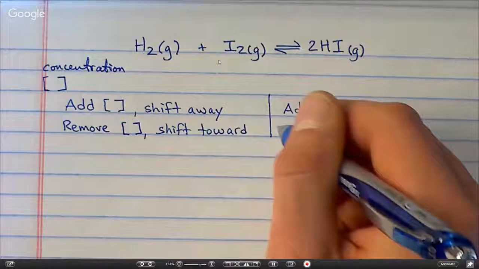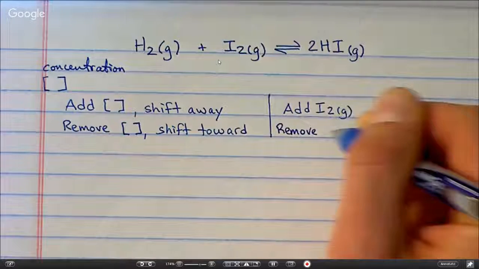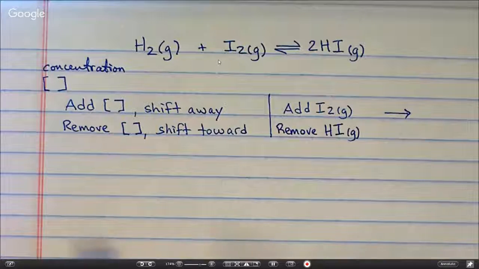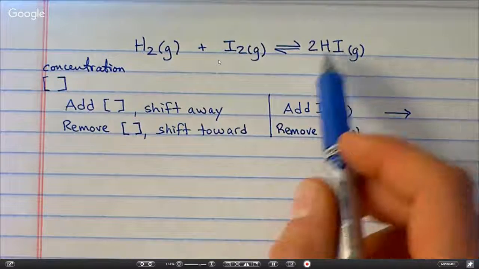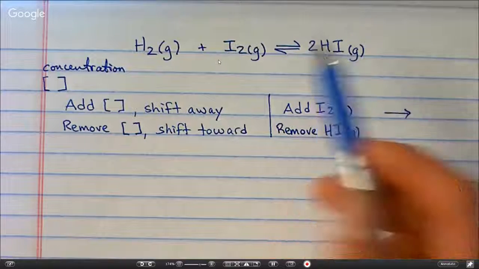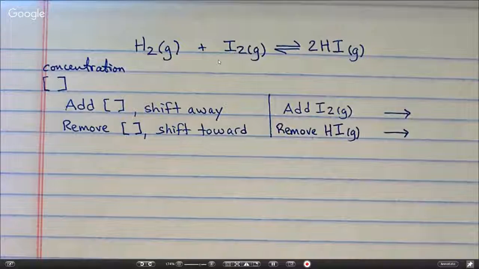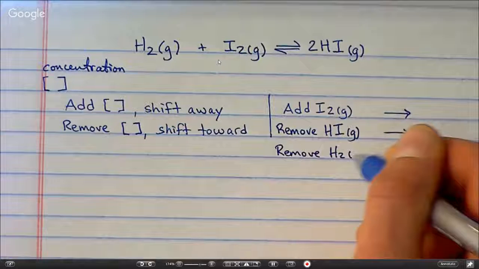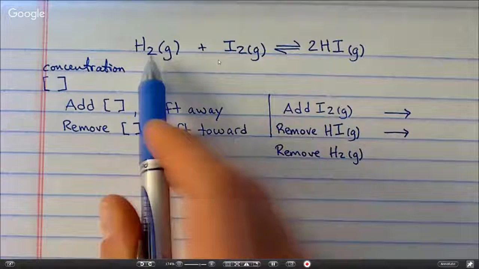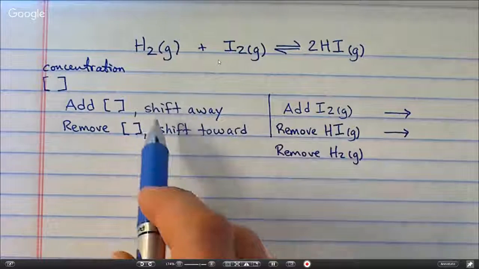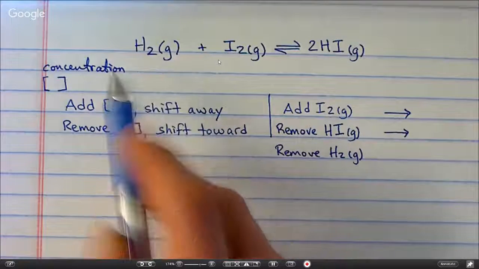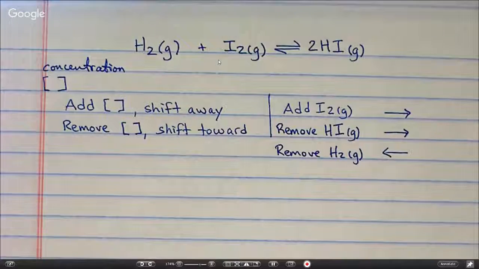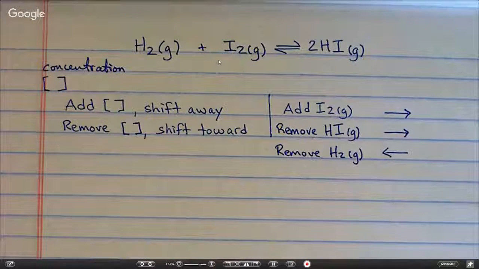What if we remove HI? Hopefully you said it would shift toward the right, because HI is on the product side, and if we remove it, we want to replenish it. So we'll shift to the right. What if we remove H2, hydrogen gas? Hydrogen gas here is a reactant, and if we remove, we shift towards it. So we're going to shift to the left to replenish that which is taken out. That's the idea of concentration. Adding, we shift away. Remove, we shift toward.